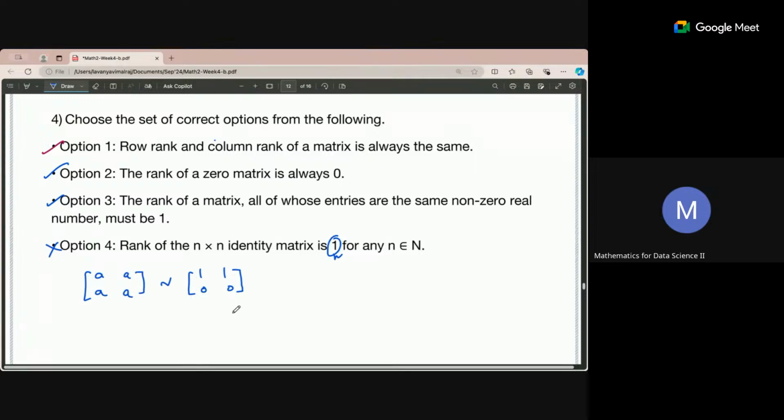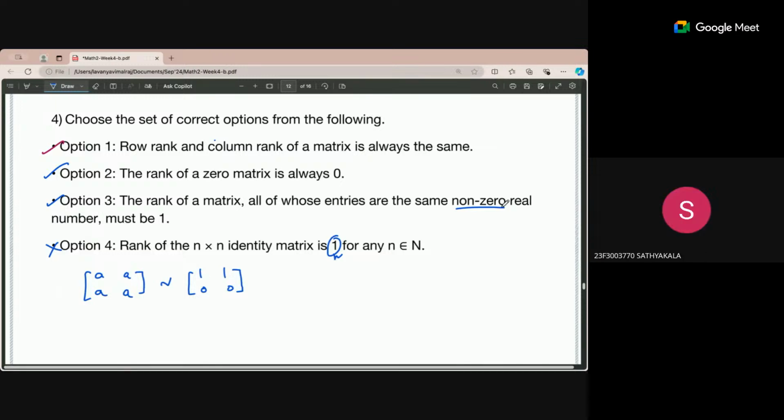But in the row reduction, the top row also can be a 0, right? That is why they have mentioned that the rank will be a non-zero real number. It is mentioned it is non-zero. So how can the first row be 0? Okay, okay, got it.